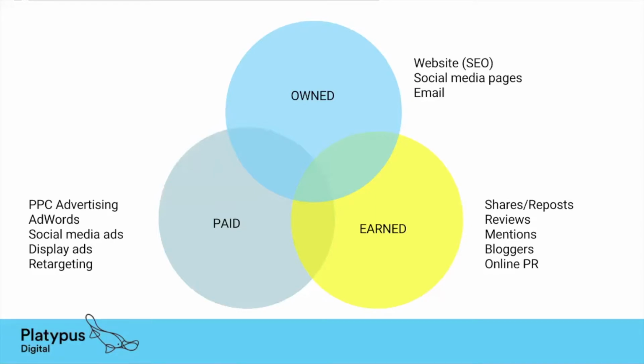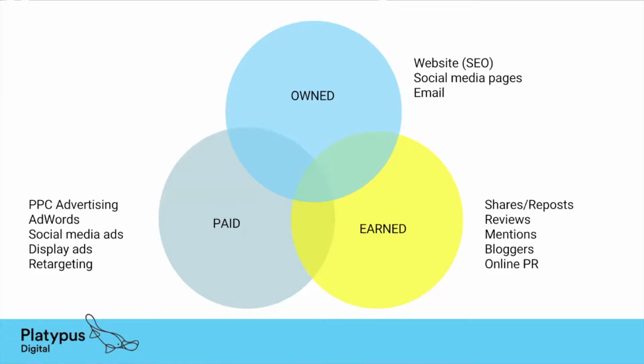And over on the earned side, you might be getting shares and reposts of some of your top content. External bloggers might be covering what you've done because it's so interesting and so great. And you might be getting online PR, whereby various PR outlets, newspapers, magazines, cover what you're doing online, and so you can get lots of traction that way.